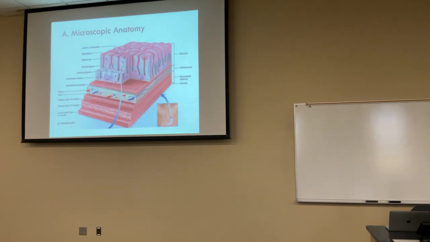All right, so let's take a closer look at the wall of the stomach. The stomach walls are made up of the same four layers as any other part of the digestive tract. There's a mucosa, which is adjacent to the lumen of the stomach. Lumen is the hollow portion inside the stomach. The mucosa of the stomach is highly folded into folds called rugae.